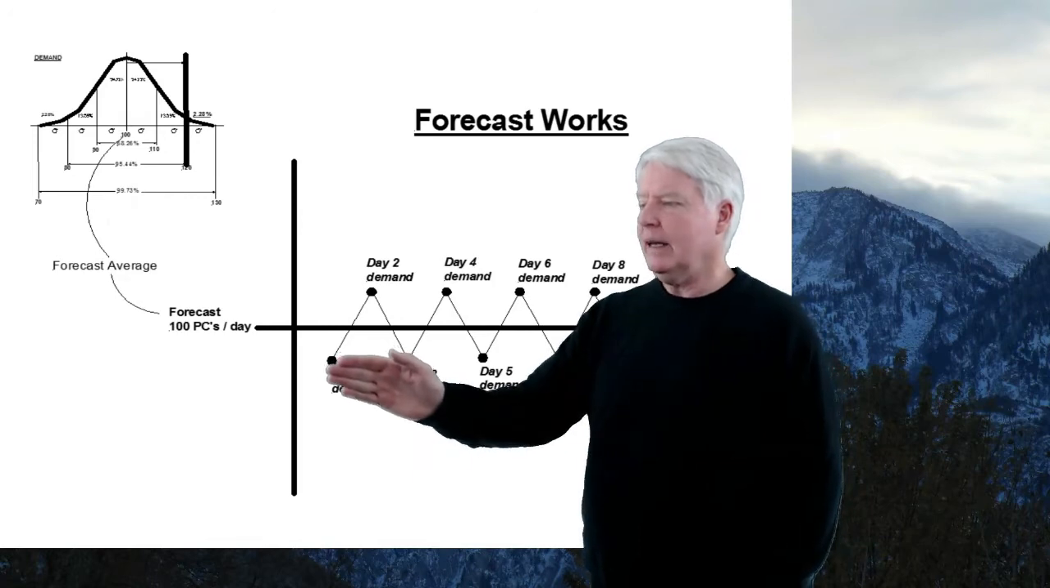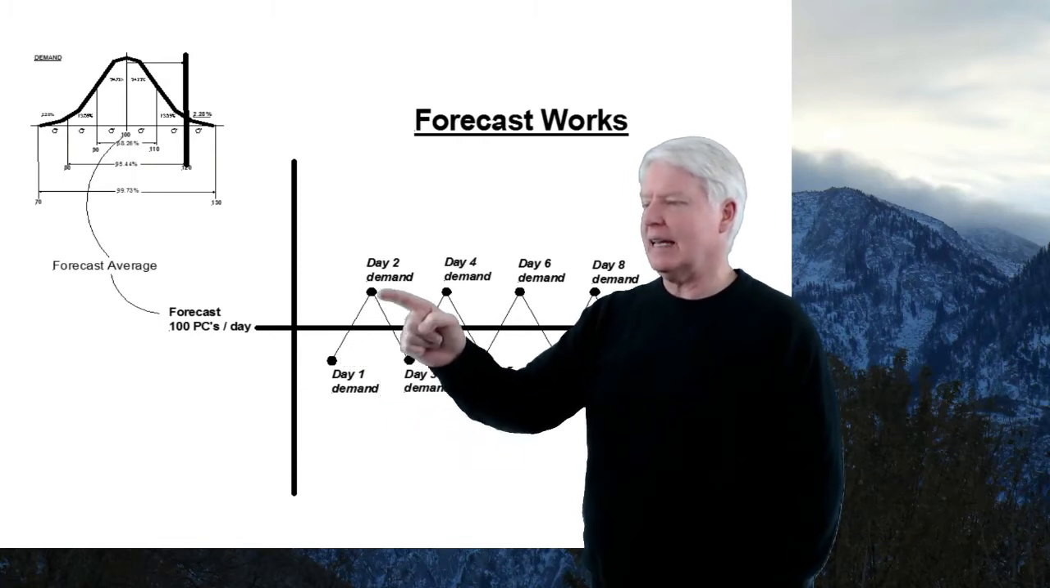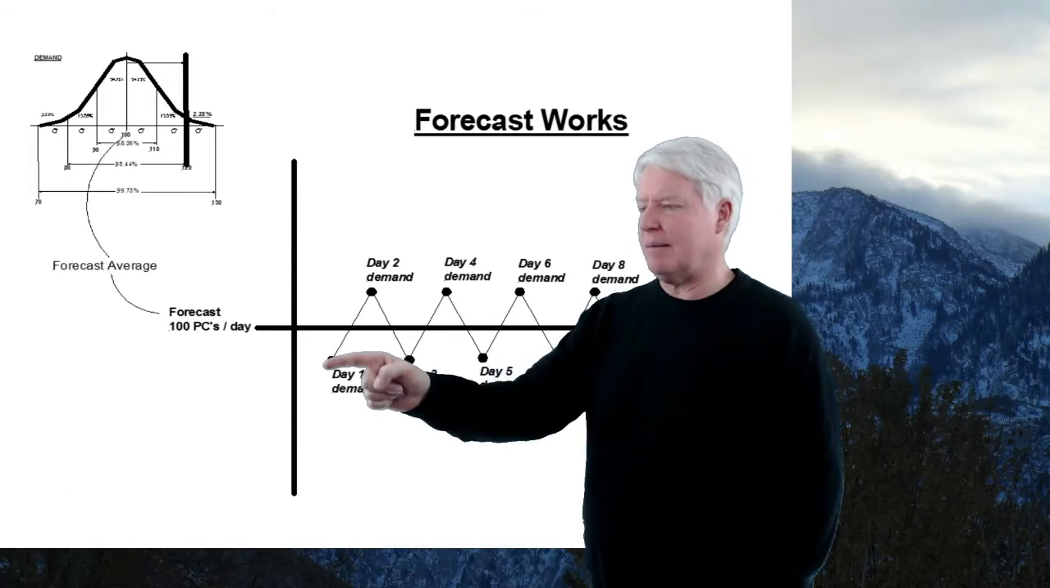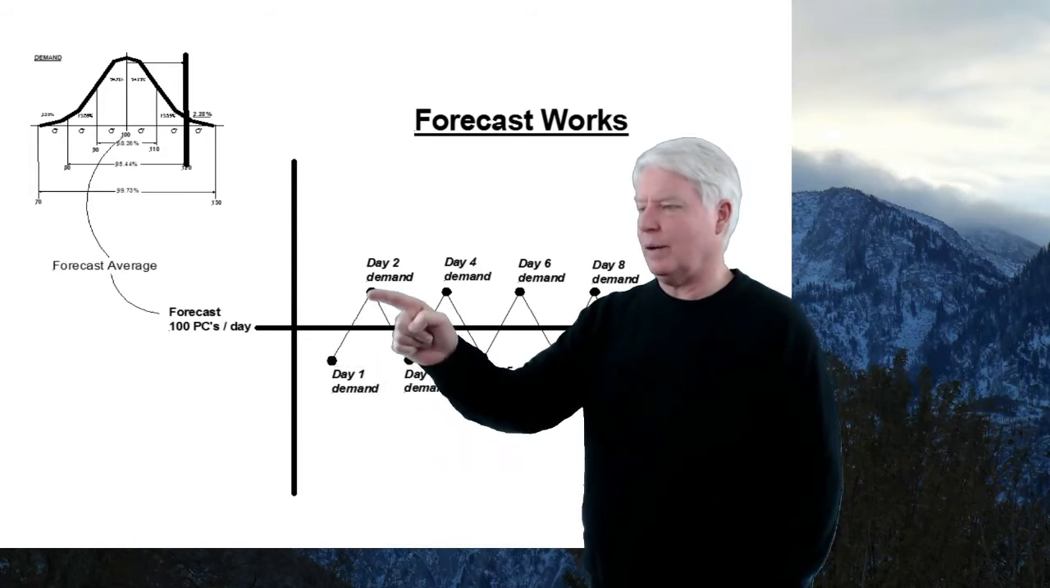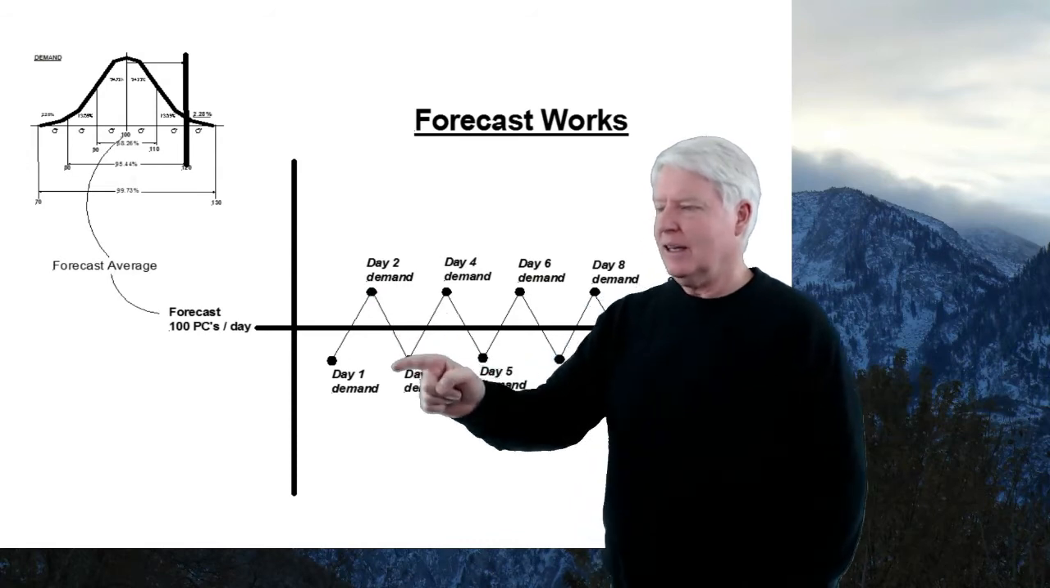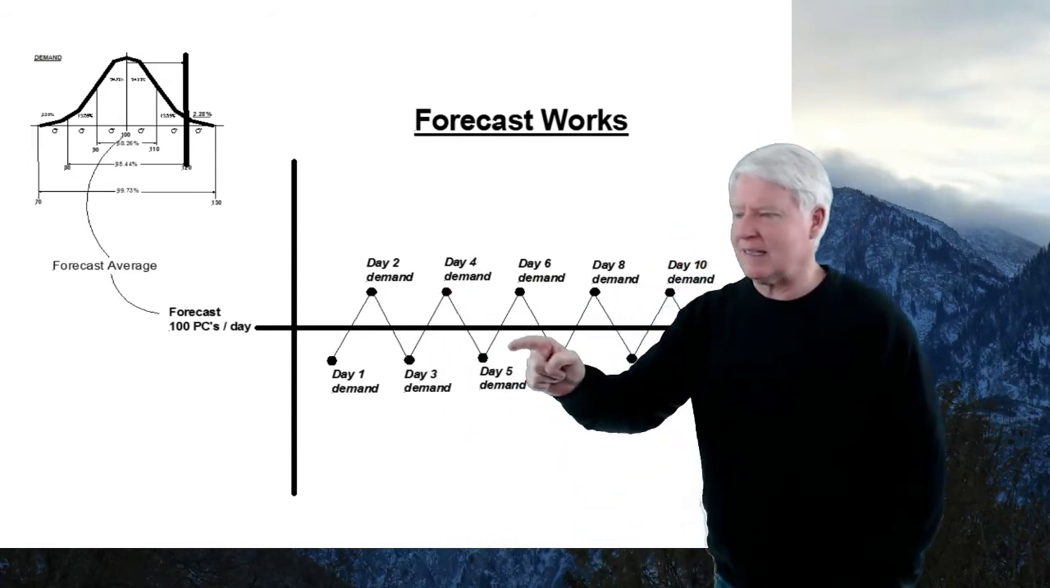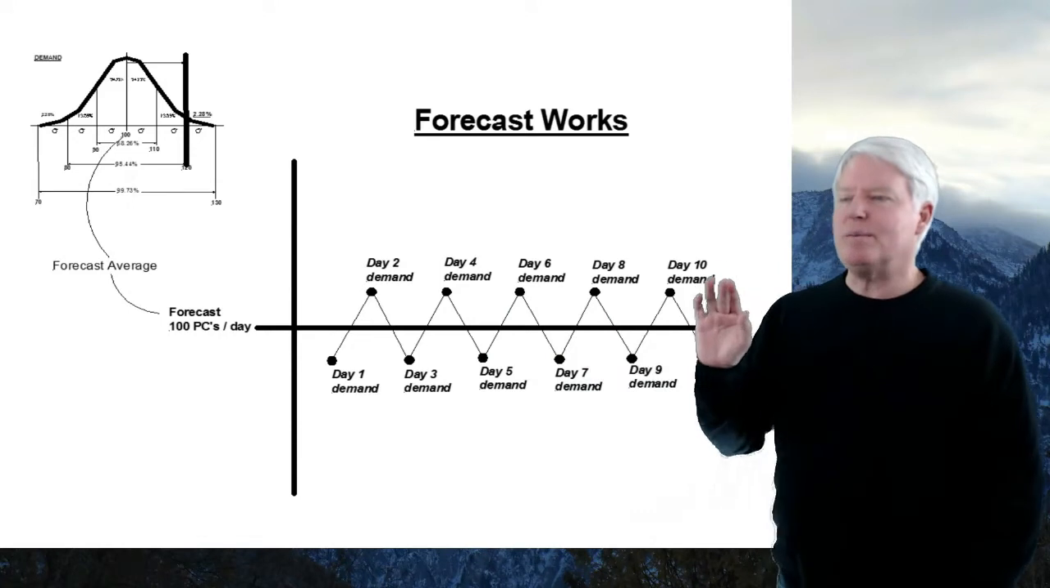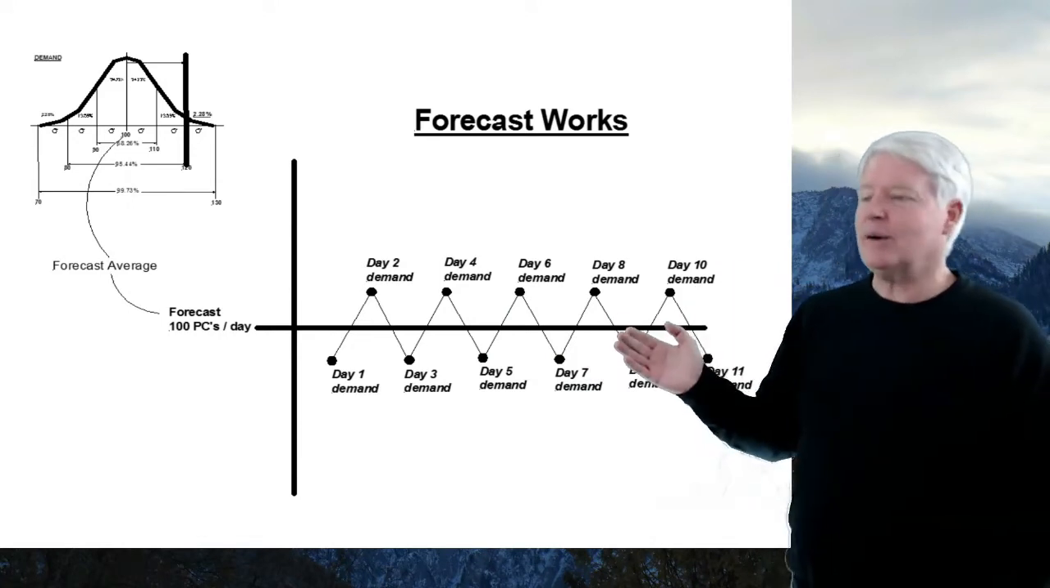Day 1, I'm below the 100 pieces, so I build up a little bit of safety stock or inventory. So I'm okay. The next day it increases above, but only the same amount that it was below the day before. So now I'm at 0. I used up all my excess inventory. As long as it always went like this, I would be okay. I would be in great shape.